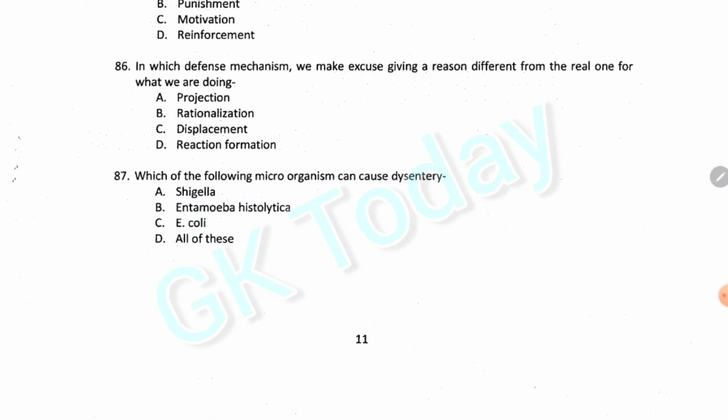Question number 86. In which defense mechanism do we make excuses, giving a reason different from the real one for what we are doing? Correct answer is option B, rationalization. Question number 87. Which of the following microorganisms can cause dysentery?